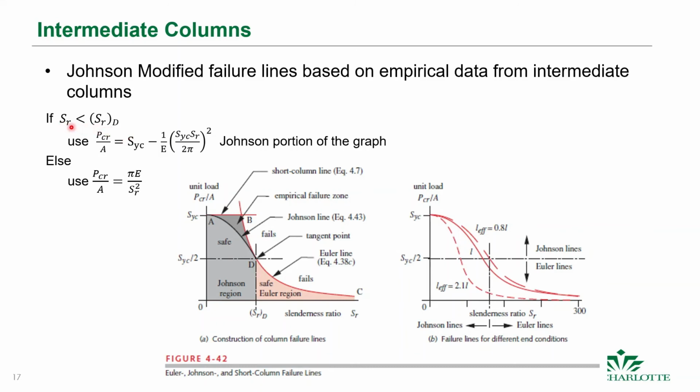So if the slenderness ratio that you calculate is less than the slenderness ratio at D, then you need to use the Johnson portion of the graph because you're in this Johnson region. You can use this expression here to make sure that you're below that line. To find your critical load, it needs to be below that line.